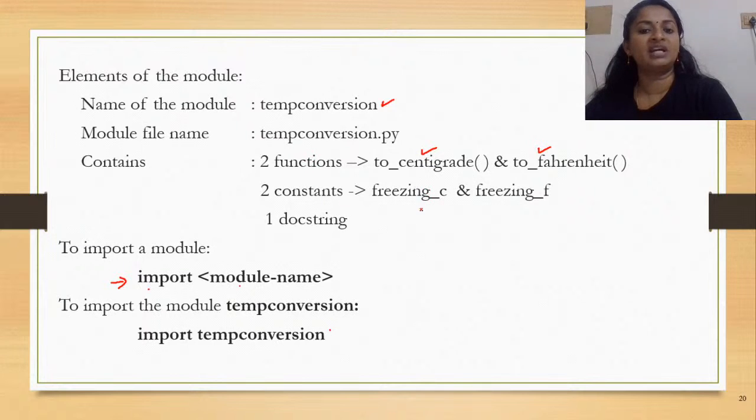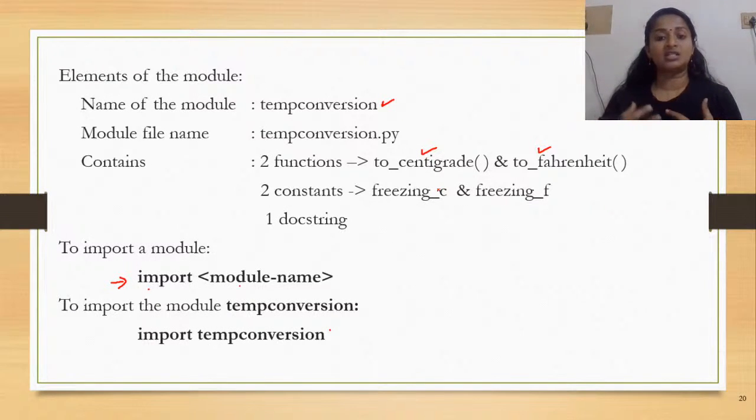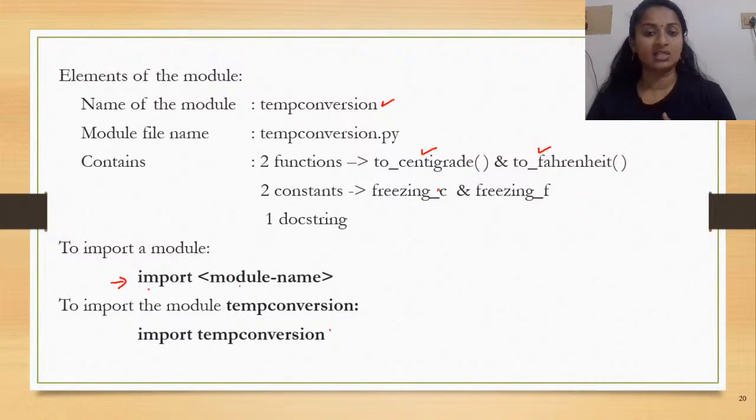And apart from that, there are two constants here also, freezing underscore C and freezing underscore F. These are the two constants that will be used in the program. So to use all these things, what you have to do? You have to create a module and give a name. Whenever you save the module, you have to give the extension .py. Then you import it in your program using import temp conversion.